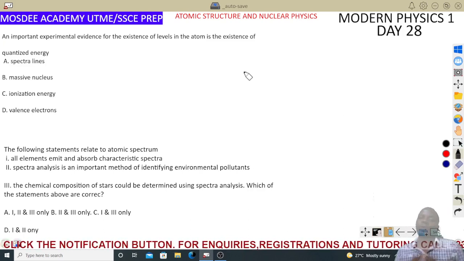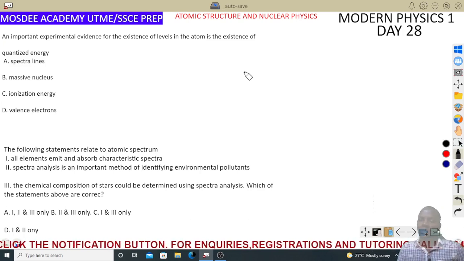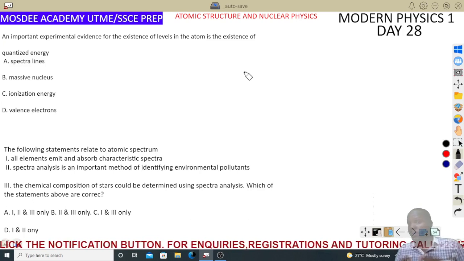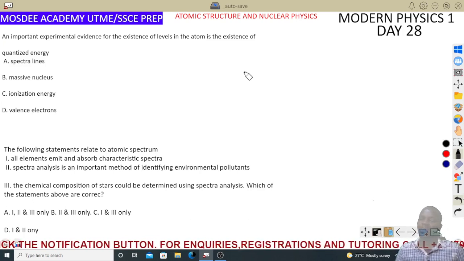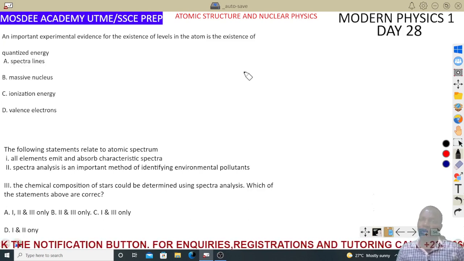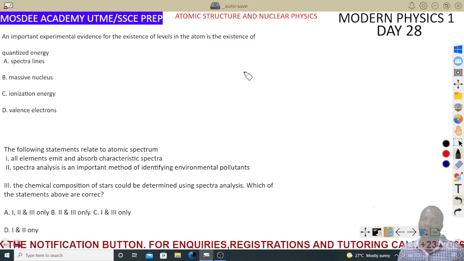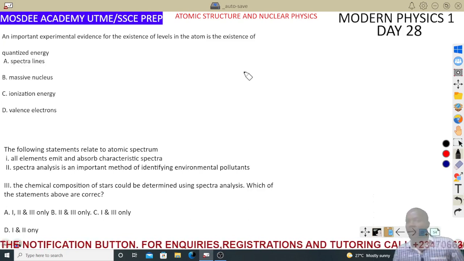This first one covers only atomic structures and nuclear physics. The other one will cover the photoelectric effect and X-ray. Maybe the third one will cover radioactivity, half-life, and other things you need to know with respect to applications and the rest. So now I'm going to talk basically on atomic structure and nuclear physics.